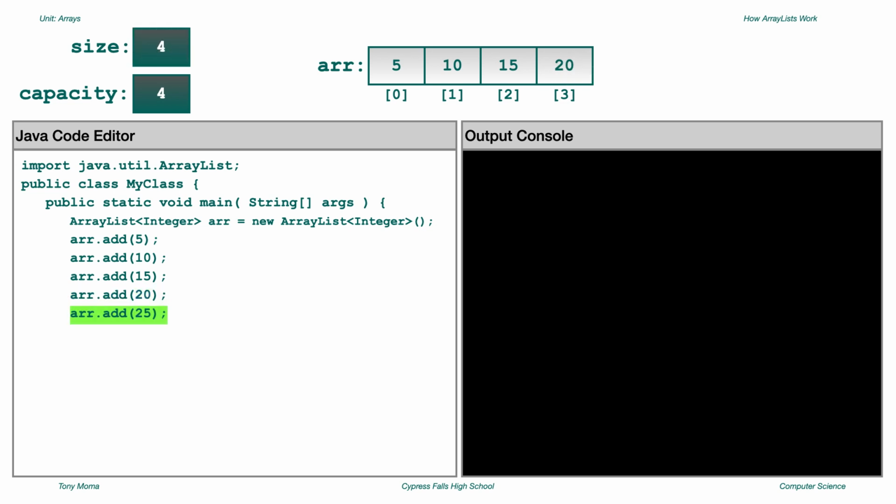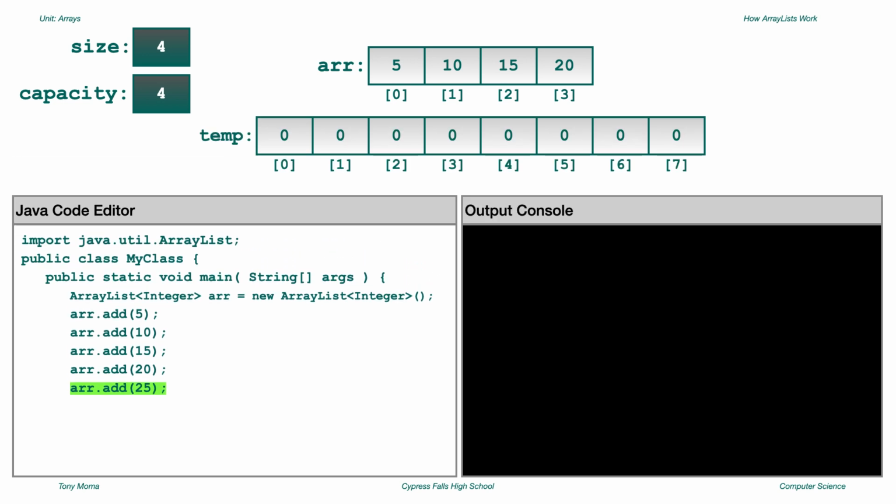Next, if we try to add 25 to the array list, this is where we run into a roadblock, because at the moment, the size and the capacity are equal, meaning we have no room to add 25 to the array list. So what does an array list do when we attempt to add a value while the size and capacity are the same? What happens is, behind the scenes, the array list will declare a new array twice the length of the original.